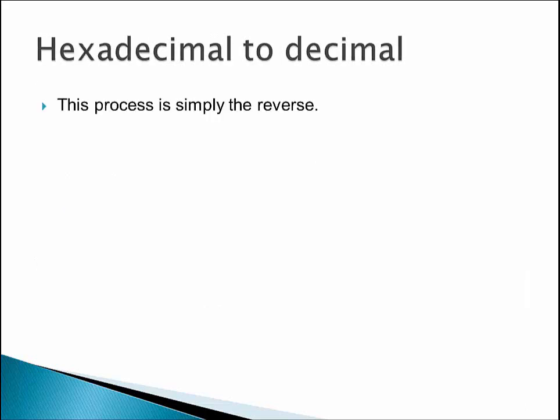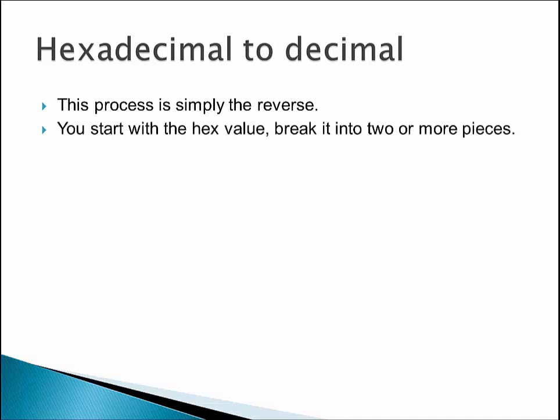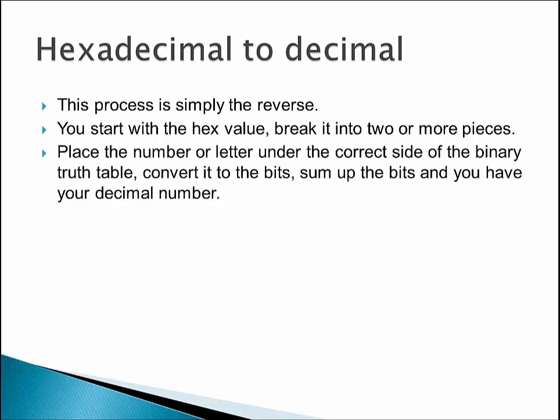Hexadecimal to decimal conversion, this process is simply the reverse. You start with the hex value, you break it into 2 or more pieces. If you have more than 2 in your hex, we would simply extend out our binary truth table another 4 bits. You place the number or letter under the correct side of the binary truth table, convert it into bits, sum up those bits, and you have your decimal number.